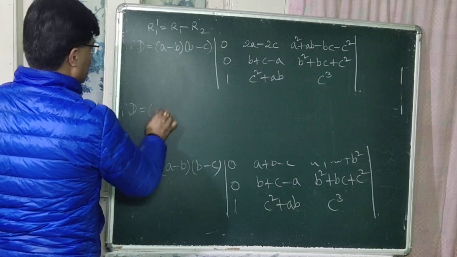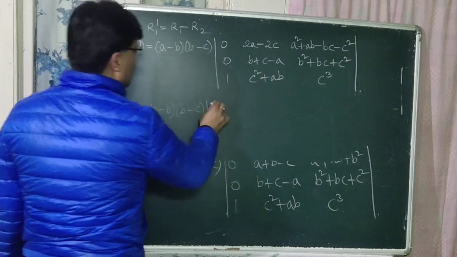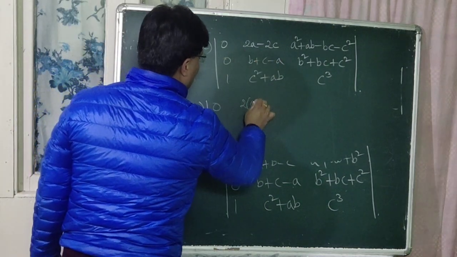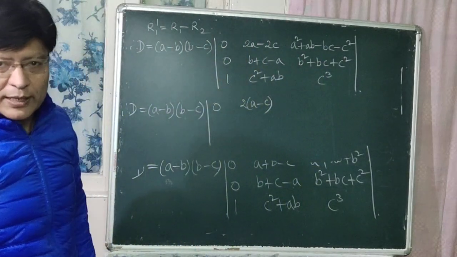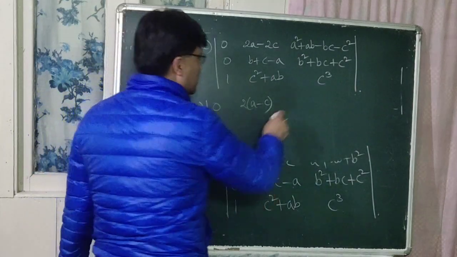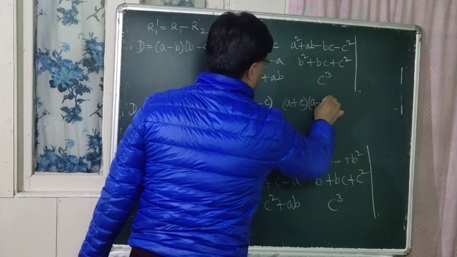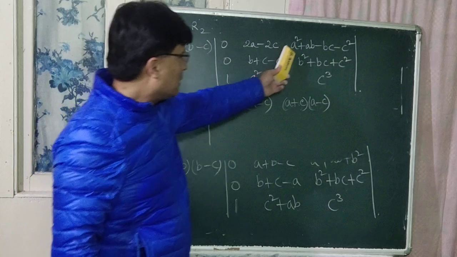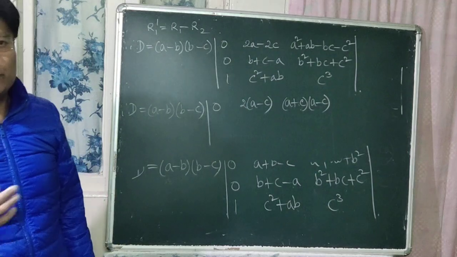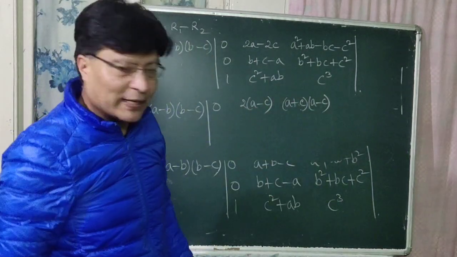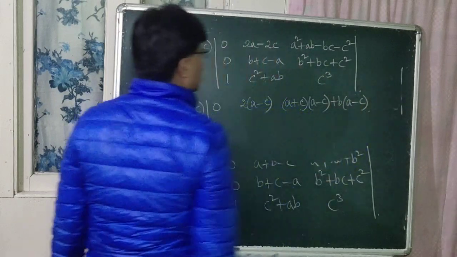Therefore, D is equal to (A minus B)(B minus C), right? Now, this is 0, 2 is common here. 2 into A minus C, here also you can simplify it. Write it together, A square minus C square. What is the formula? A square minus B square, A plus B into A minus B. A plus C into A minus C. A square minus C square मा हामी formula use गर्दैछौं. A square minus B square को, that is A plus B into A minus B. So it is A plus C into A minus C, right? Then here plus B is common. So it is A minus C, right?